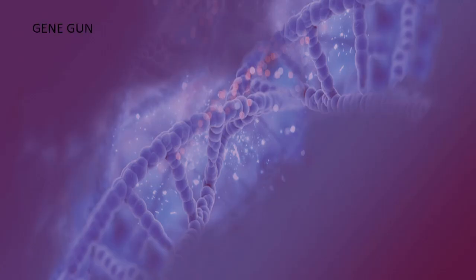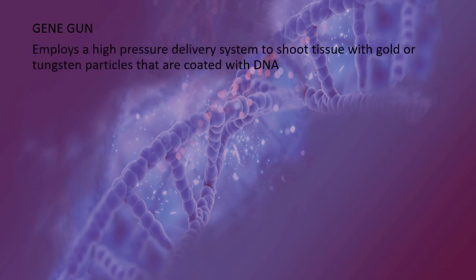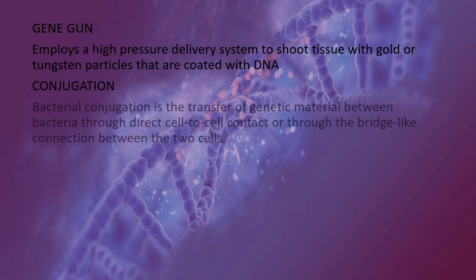How are these genes delivered? There are certain methods such as the gene gun method. This employs a high pressure delivery system to shoot tissue with gold or tungsten particles that are coated with the DNA. Conjugation method. Bacterial conjugation is the transfer of genetic material between bacteria through direct cell to cell contact or through a bridge-like connection between those two cells.